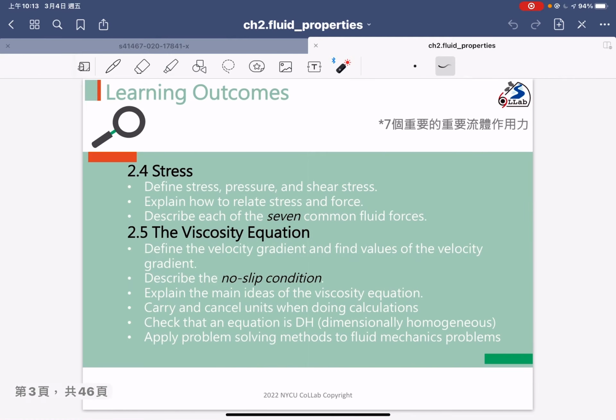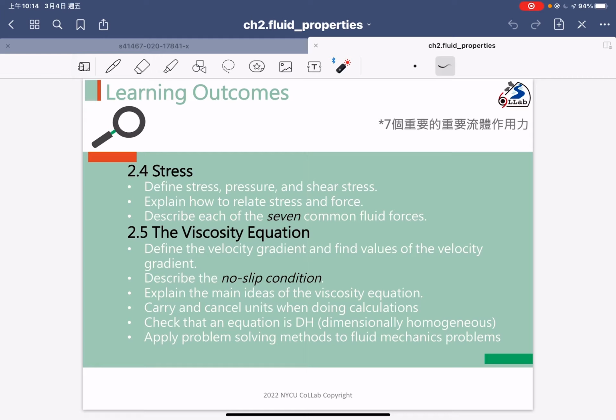Okay, and then next, we are focusing on the stress. And as I mentioned, there are 7 common fluid forces. So in this chapter, we have 2 topics. One topic is we have 8 fluid properties. Another topic, we have 7 fluid forces.